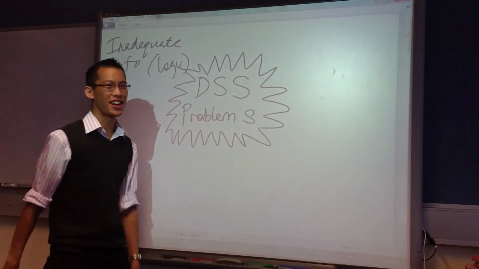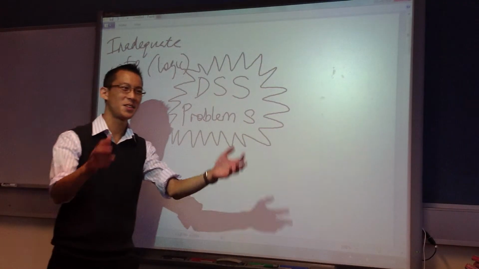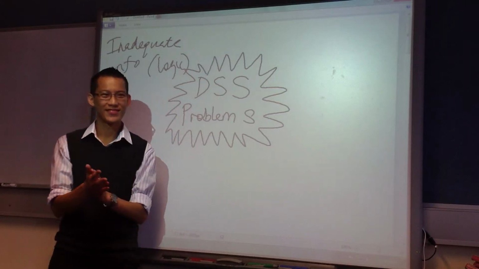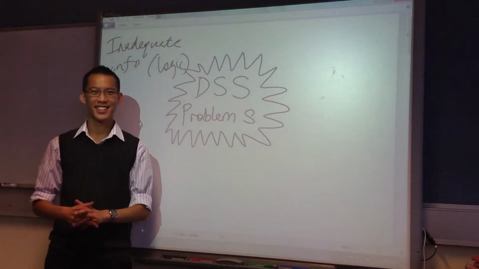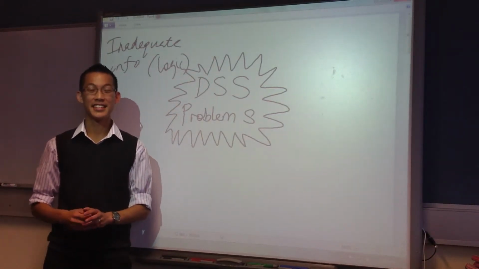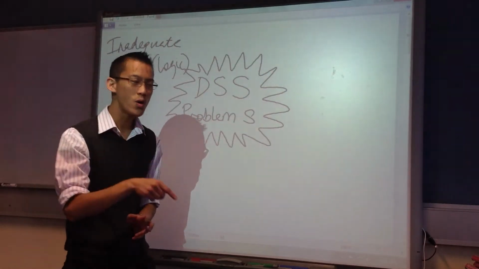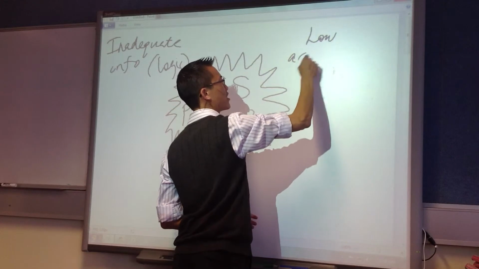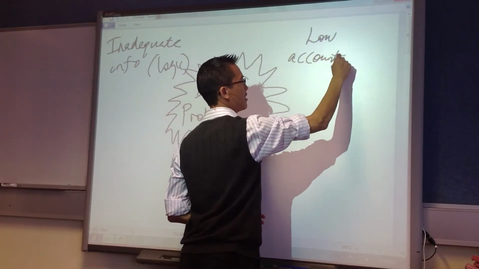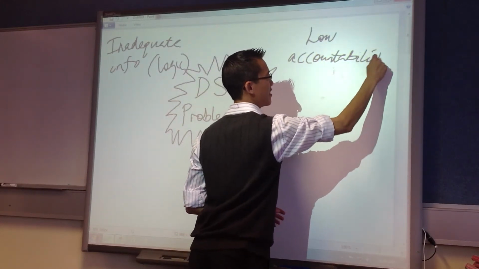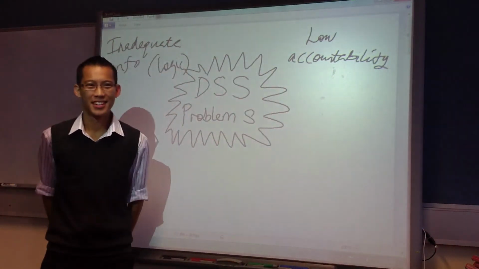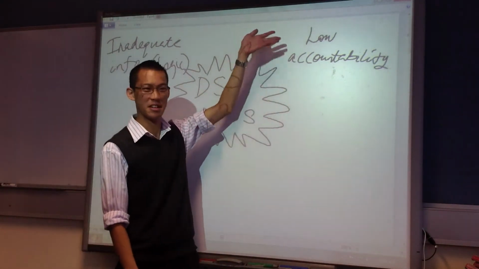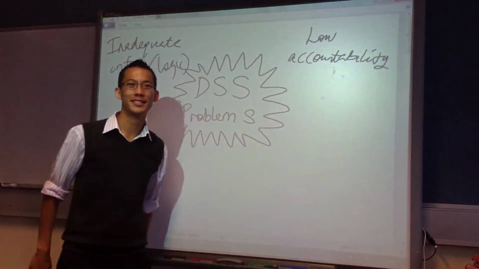Okay, I'm turning over to Team Anne. What's your first reason? Low accountability. Say it again. Low accountability. Now, you're going to have to explain that. What does that mean? Maybe you should tell me what accountability is and then why low accountability is a problem.